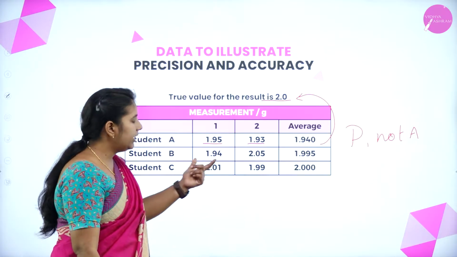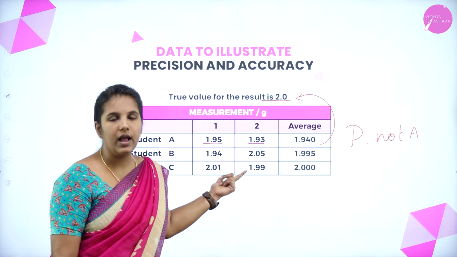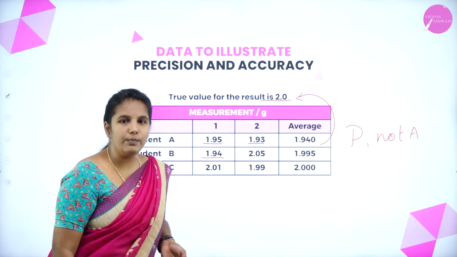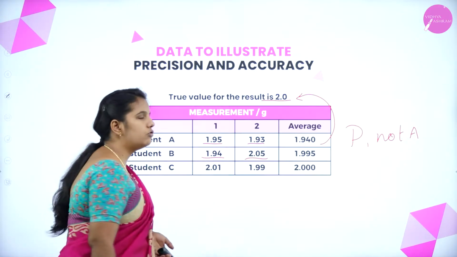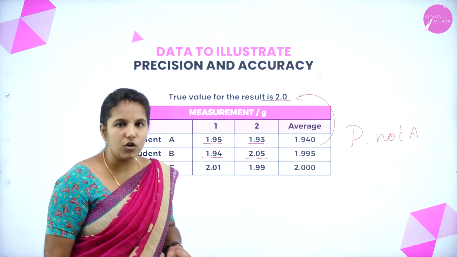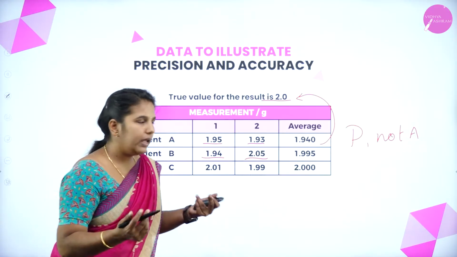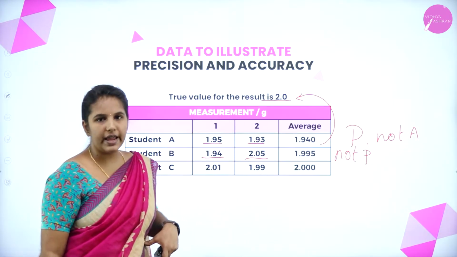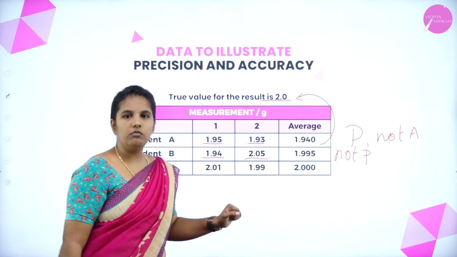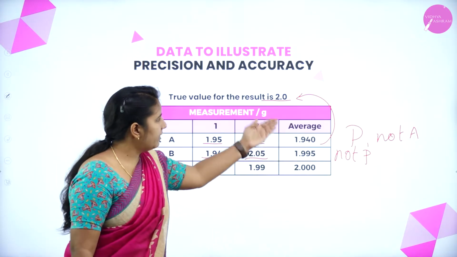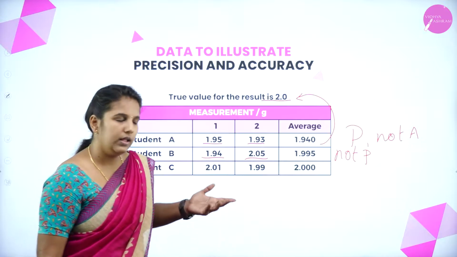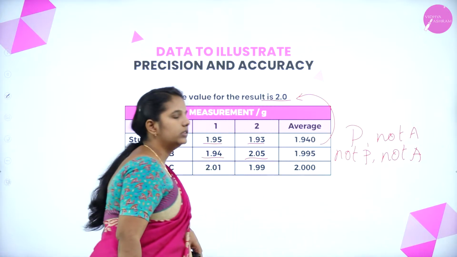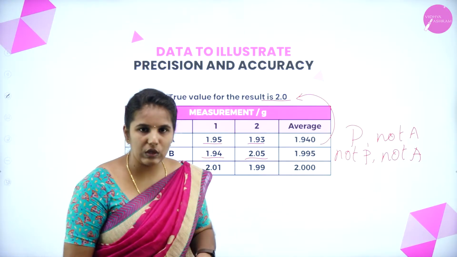The second student also performed the same experiment and got 2 trials. In the 2 trials, he reported the results as 1.94 and 2.20. Are the results very close to each other? No. Then we say it is not precise. Coming to the average, 1.995, which is far away from 2.0. Then we say it is neither precise nor accurate.